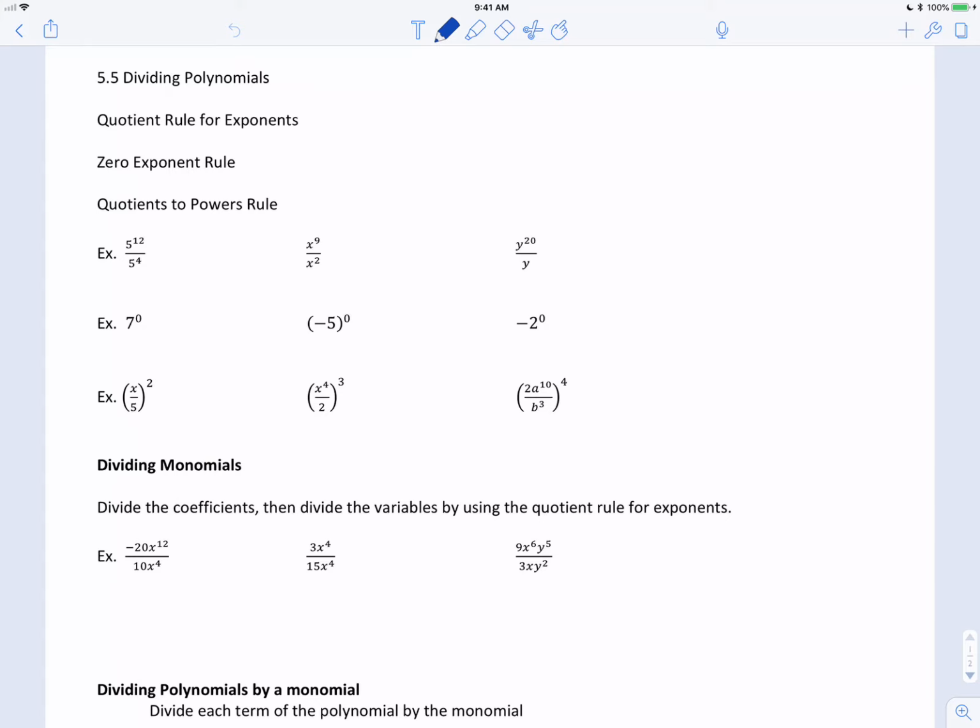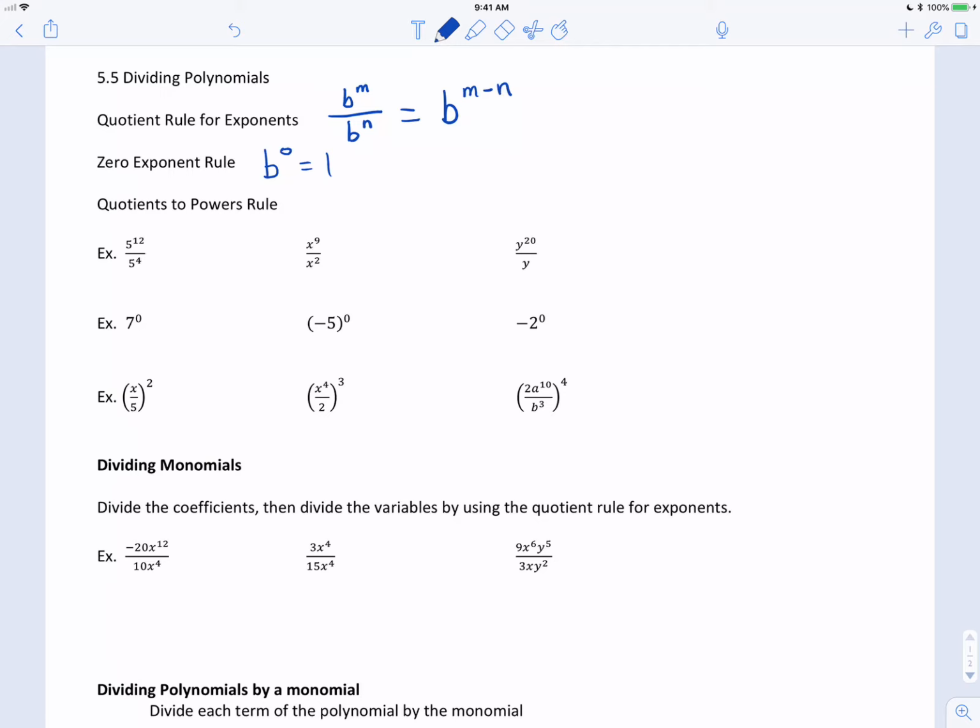Okay, so we're going to divide polynomials. Our quotient rule for exponents when we're dividing is that if we are dividing the same bases with our exponents, notice they have to be the same base, then we are going to subtract those exponents. So we will subtract them. Our zero exponent rule tells us that if anything is brought to the zero power, it is equal to 1. And so that's just one that you need to remember, okay?